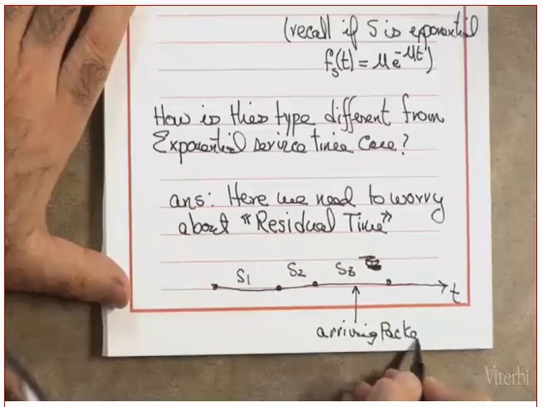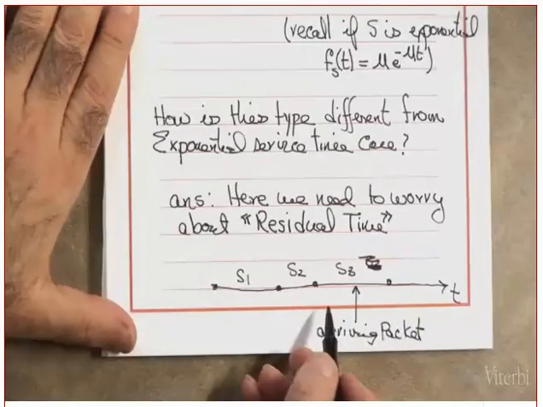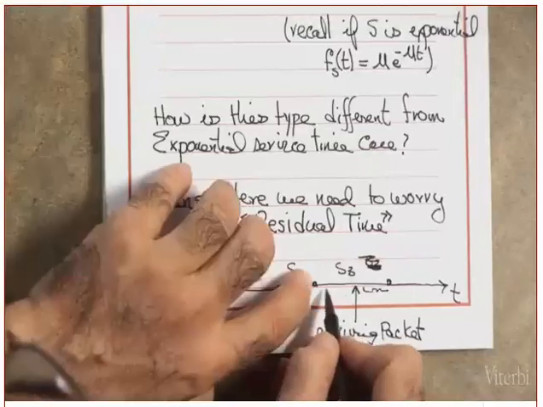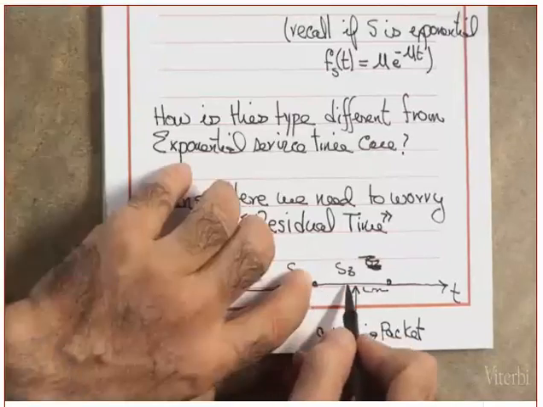This one here is what is referred to as the residual time. In the case of exponential, because exponential has the memoryless property, the distribution is also exponential. You don't need to worry about when you started service. The remaining service will also be exponential with the same parameter. If the service time was general, this is not the case.